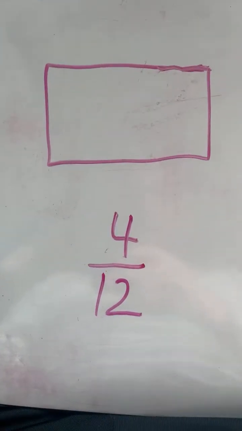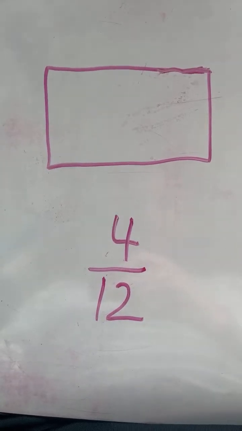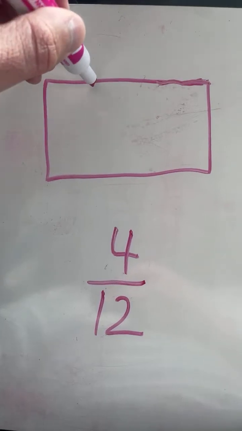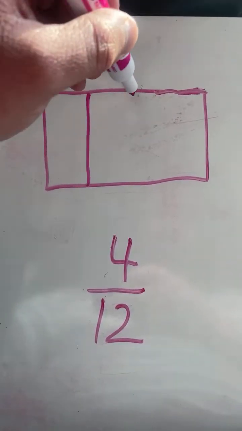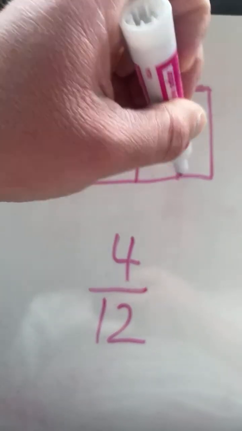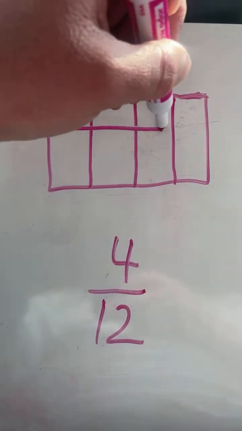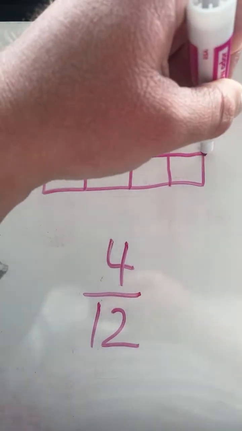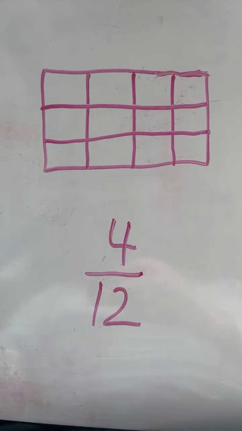So now I got to draw a fraction model representing 4/12. So step 1, I'm going to make 12 total parts. 1, 2, 3. So far I have 4 total parts. So far I have 8. And now I have 12 total parts.